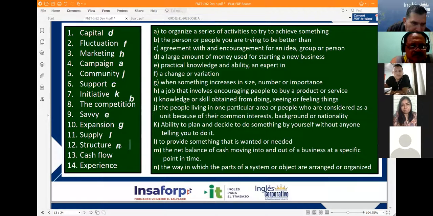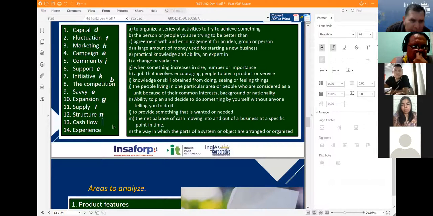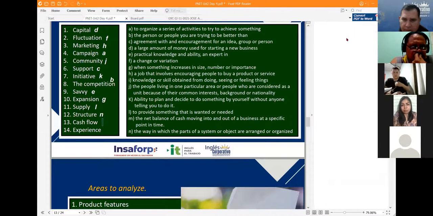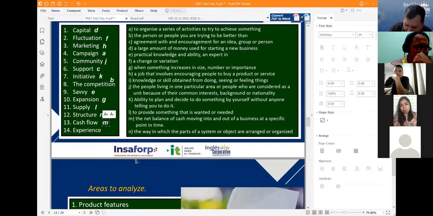Yeah, perfect, that's very good. Okay. Cash flow. M. Letter M. The net balance of cash moving into and out of a business at a specific point in time. Perfect. That is M. Yes, sir. E. That's perfect.